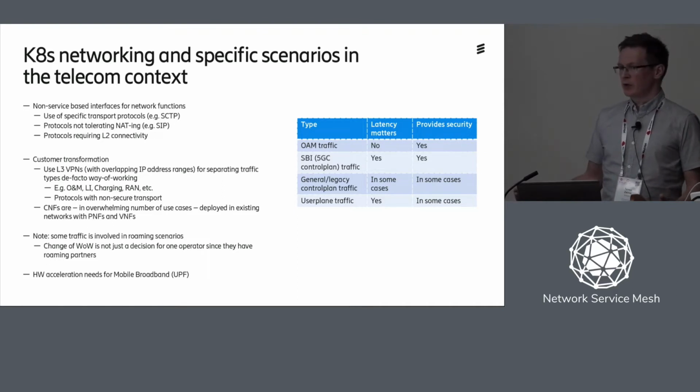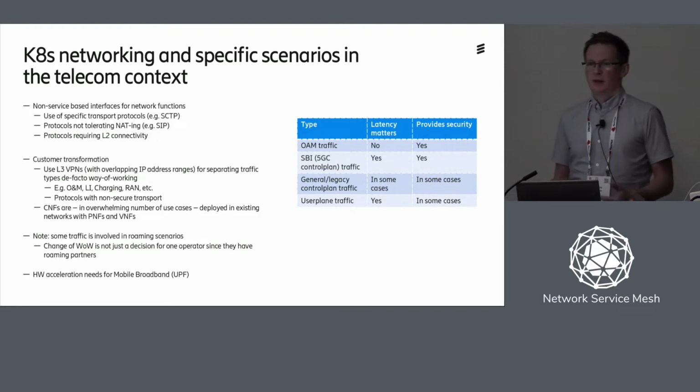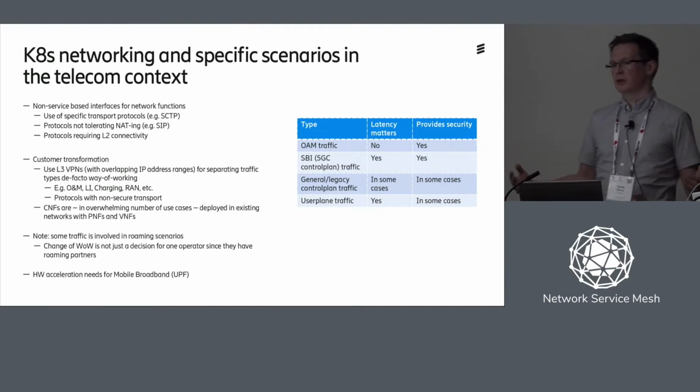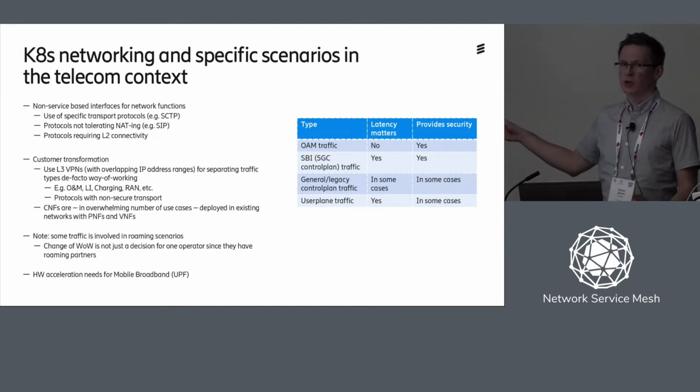So when you have a large network, you have several teams working on those large networks. And of course, it's easier to do IP address planning if these teams don't have to necessarily coordinate the IP address ranges with each other. So in many cases, for these traffic types, we have overlapping IP address ranges.